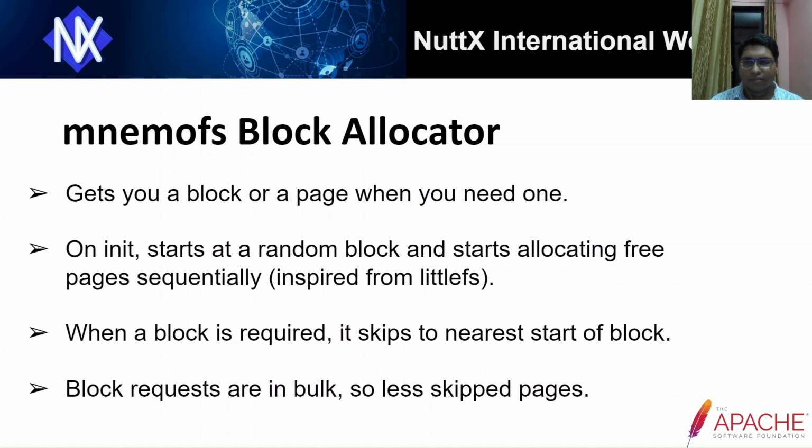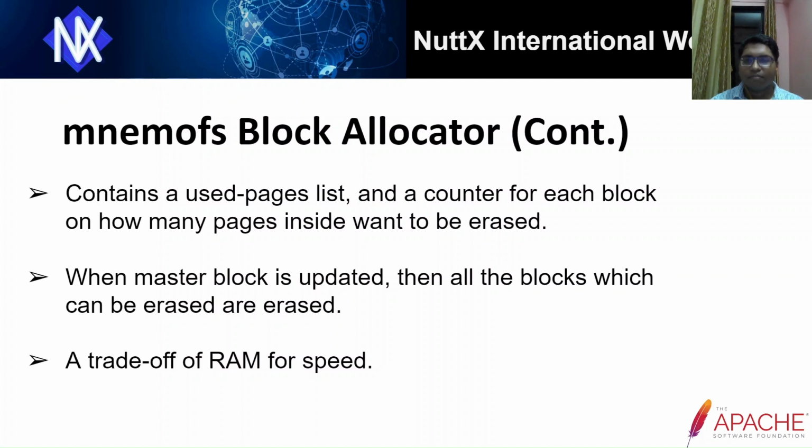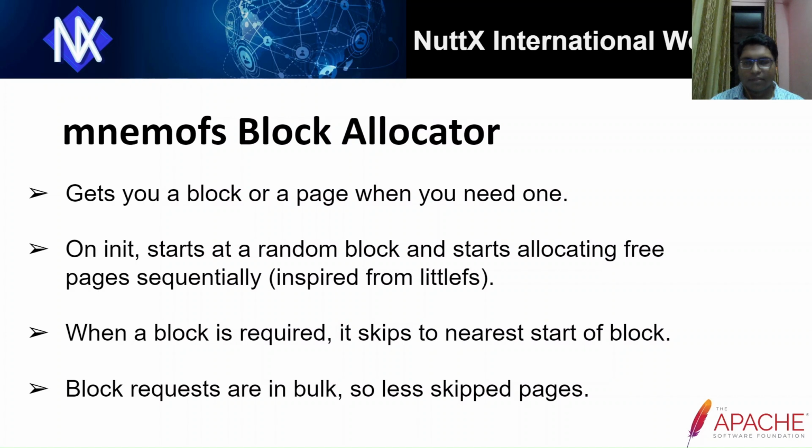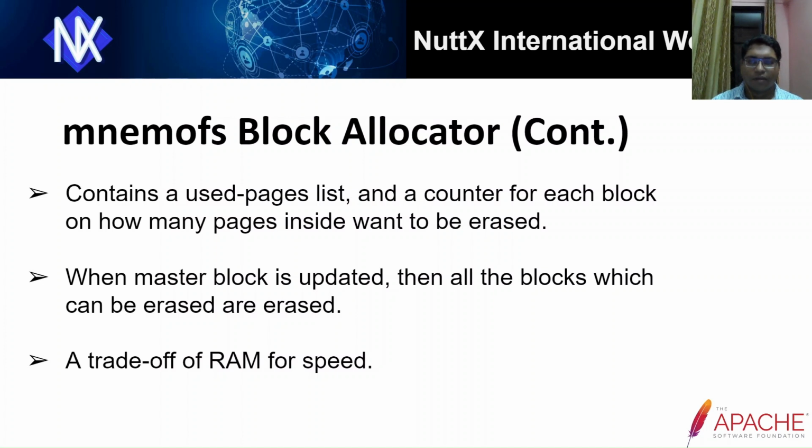The block requests are always in bulk because they are used by internal data structures of the file system. The block allocator also has a used pages list and a counter for each block to know how many pages inside each block want to be erased. So we know when to erase a block and when not to erase it. All of the erase operations happen only after the master block is updated, and thus the number of skip pages is very minimal. And this block allocator has a goal of providing a trade-off of RAM for speed.